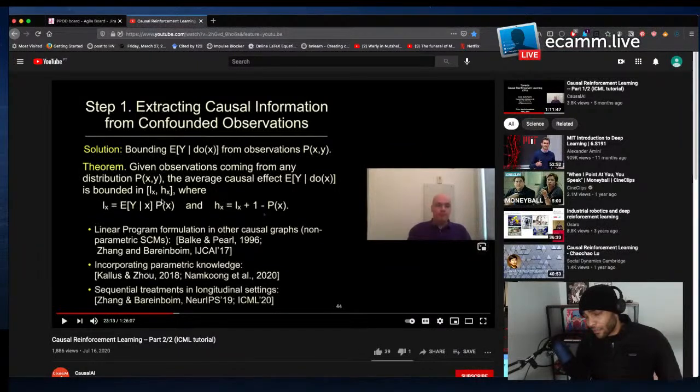Okay, lower and higher. The lower bound is the expectation of y given x times p of x. And then the upper bound is the lower bound plus 1 minus p of x. And so, if we're being kind of Bayesian, then the expected y given do x is uniformly distributed across that bound. I guess that's not particularly Bayesian, but if you're being probabilistic, you can think of it as somewhere in there, and so you can just pick any.